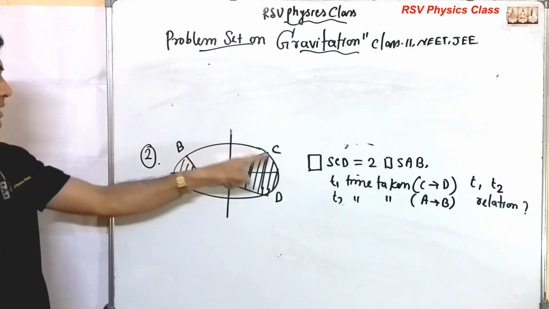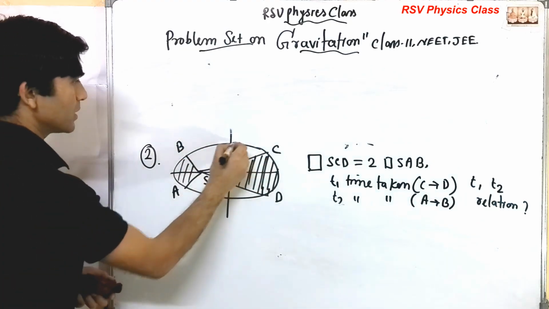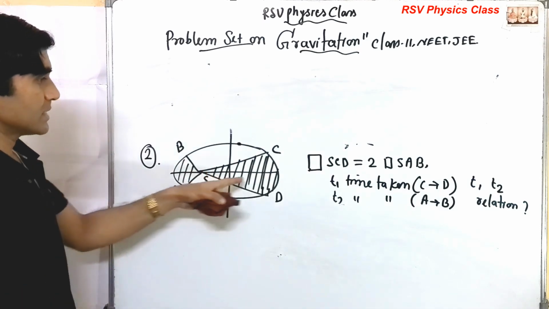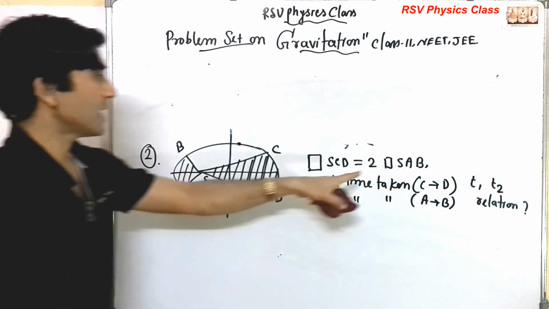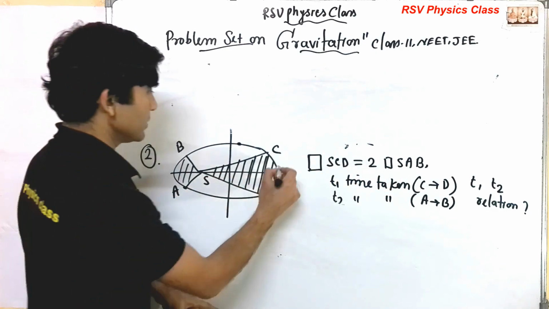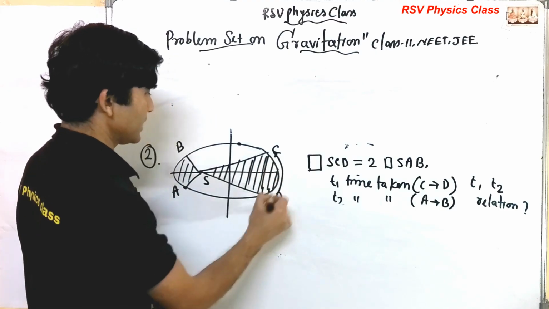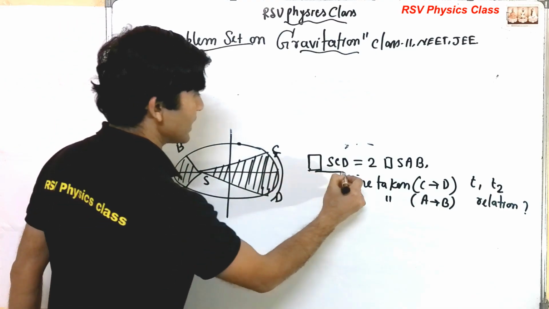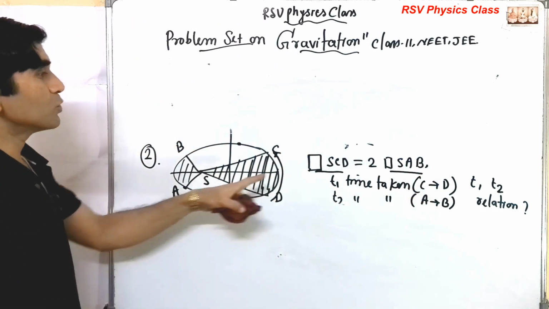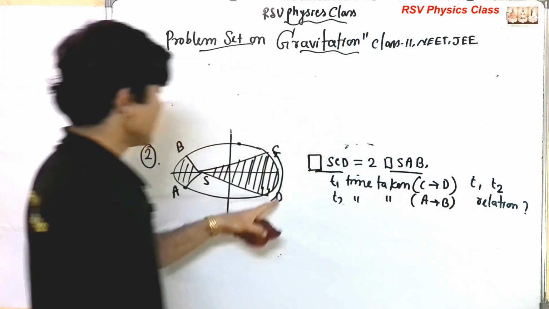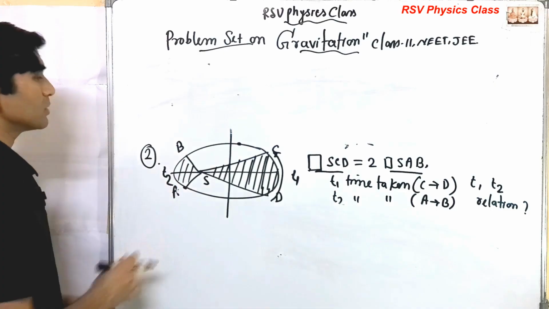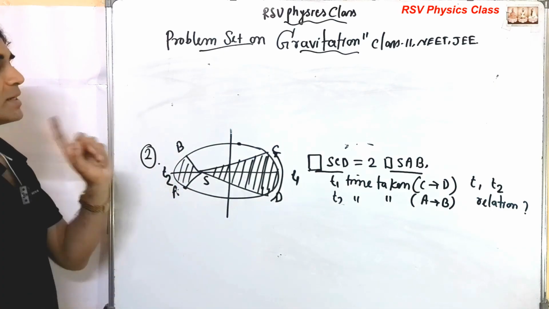This is again an ellipse, and the planet is moving from A to B, and it will sweep the area SAB. And a planet is moving from C to D, and it will sweep the area SCD. This area SCD is equal to twice SAB, and the time taken from C to D is T1 and from A to B is T2. So what will be the relation between T1 and T2?